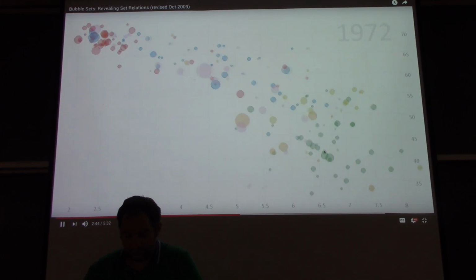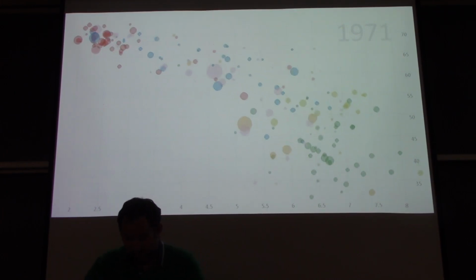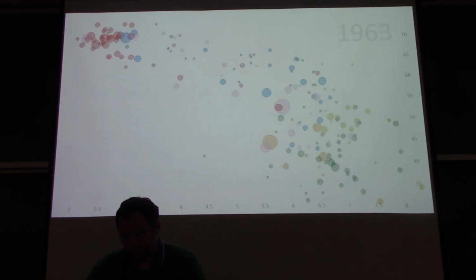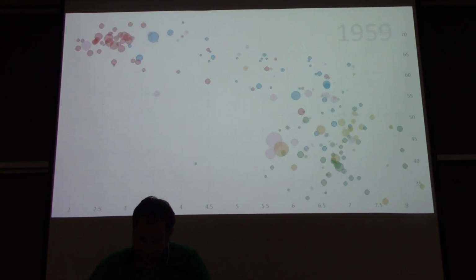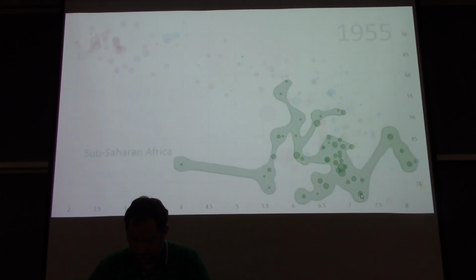Here we see countries represented by circles with area proportional to their population. The color of the country represents the continent. Items are arranged on a scatter plot of fertility rate on the horizontal axis and life expectancy on the vertical axis. The plot can be animated over time.